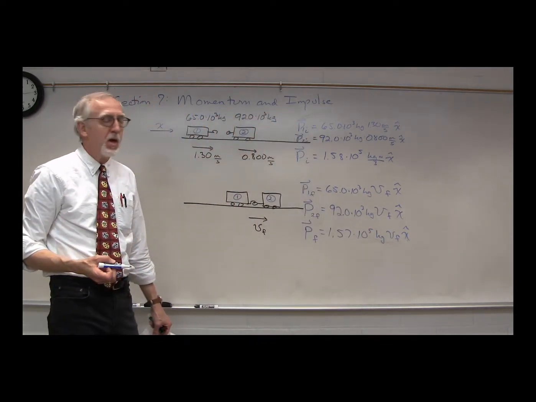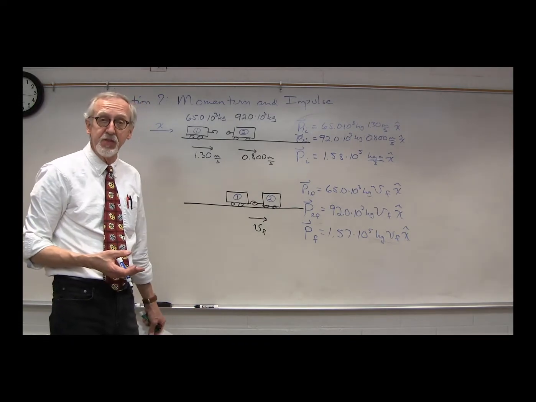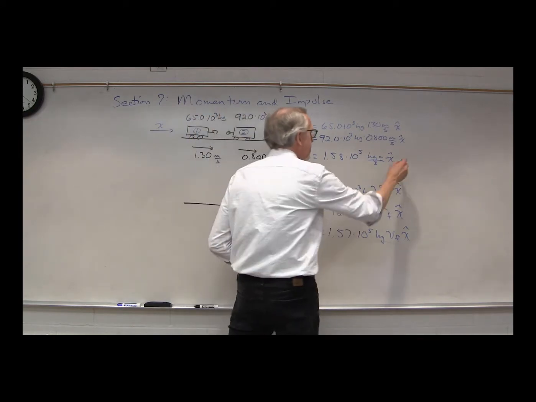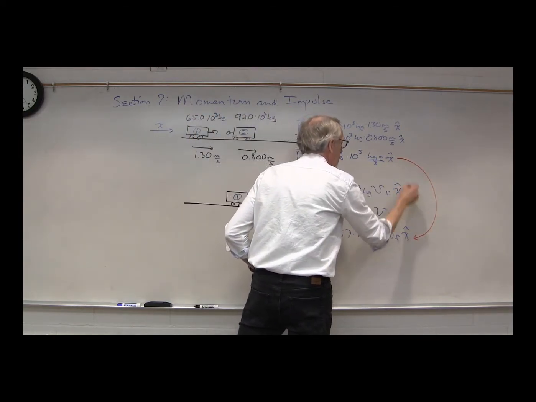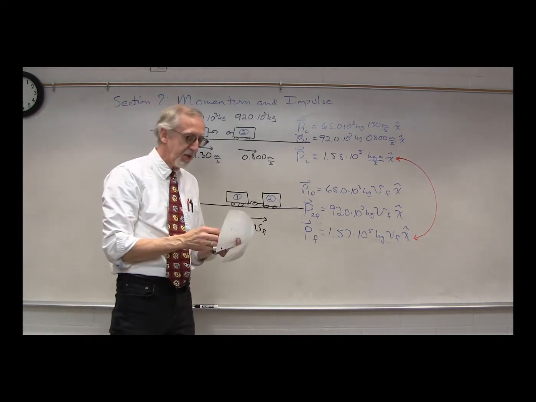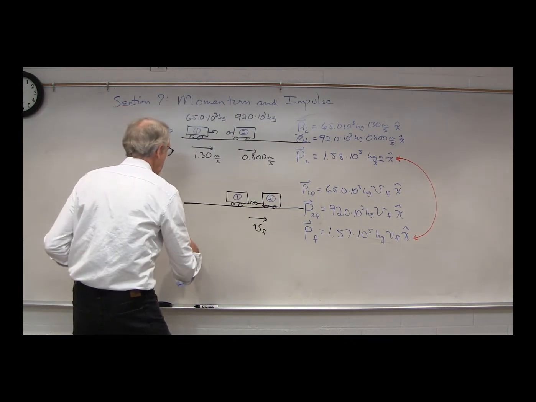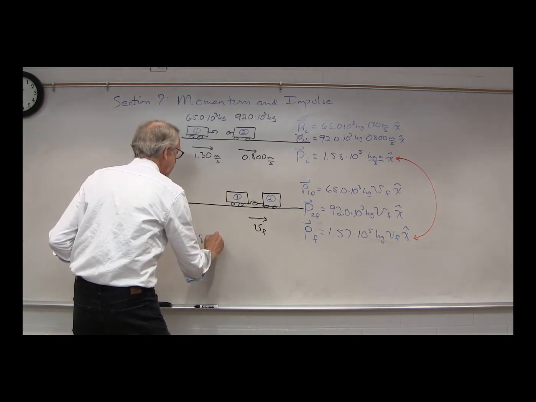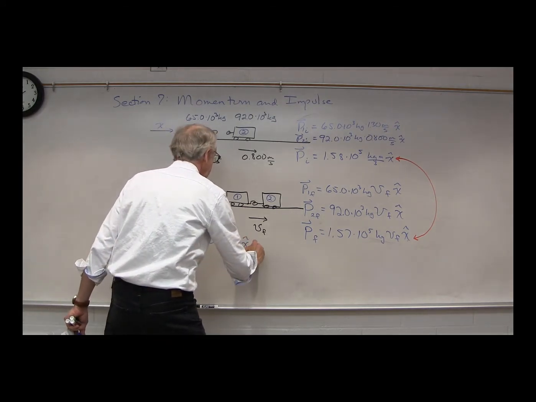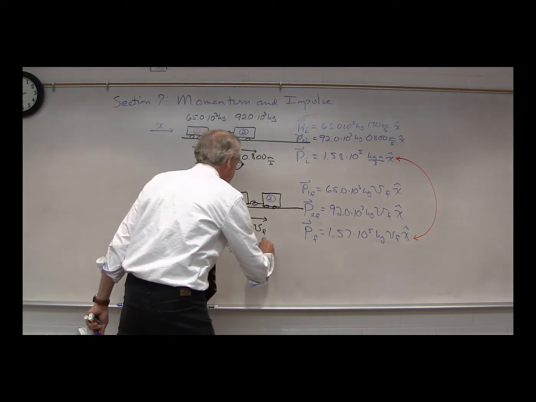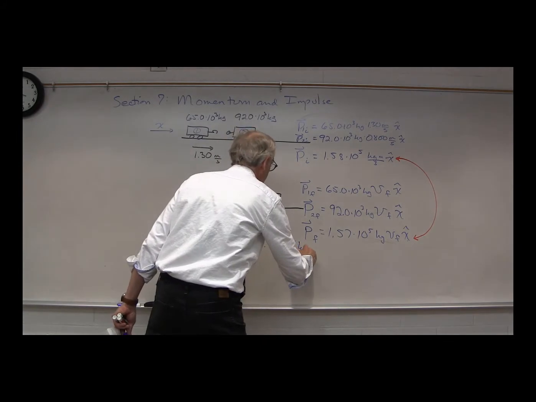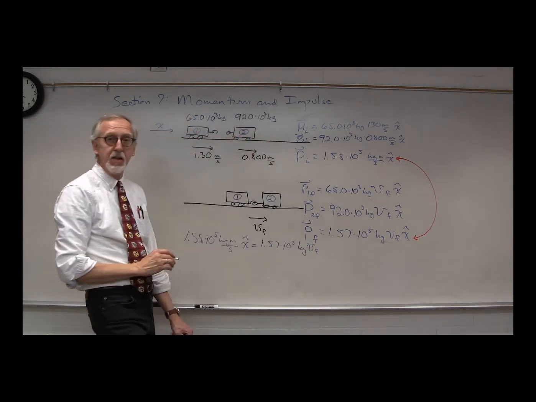Now let's use the principle of conservation of linear momentum, and that tells us what? That tells us that our initial momentum must equal our final momentum. So we'll equate those together, and what do we get? We get 1.58 times 10 to the 5th kilogram meters per second x hat equals 1.57 times 10 to the 5th kilograms times V final x hat.